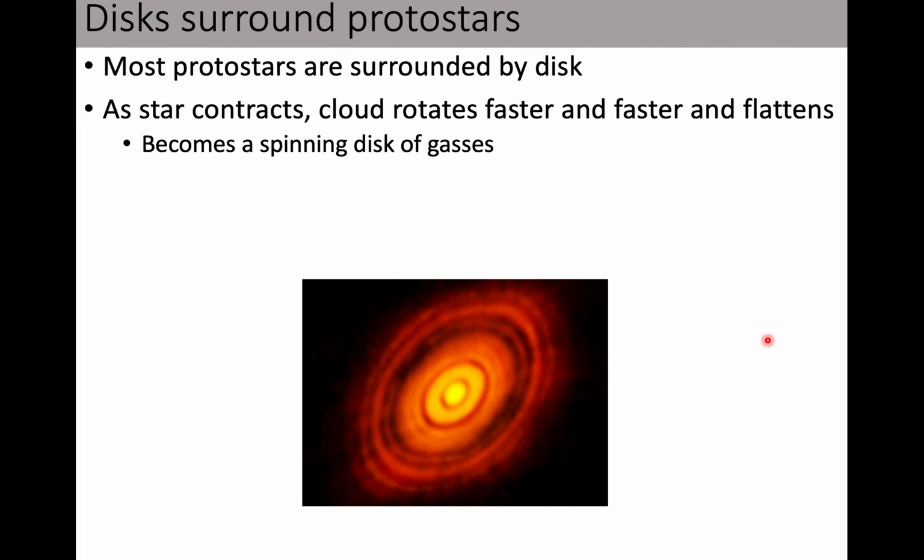So most all protostars are surrounded by a disk of material. So as the star is forming, as it is in that cloud of ISM, the cloud will start rotating around the center of the mass, the center of where that star is going to be. It's going to rotate faster and faster and faster until it begins to flatten and becomes a disk. So the star that is forming in the center will be surrounded by this spinning disk of gases. So most protostars, almost all of them, have this spinning disk of material as the protostar is forming.